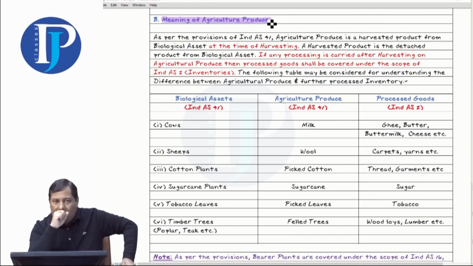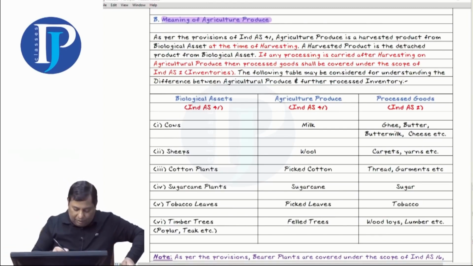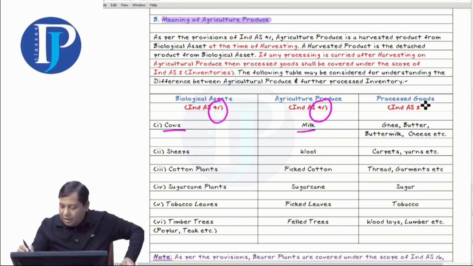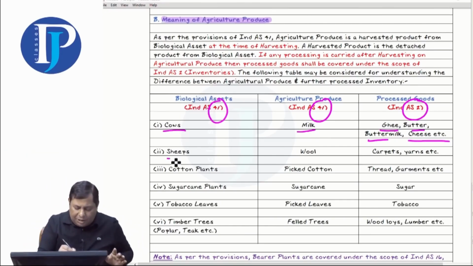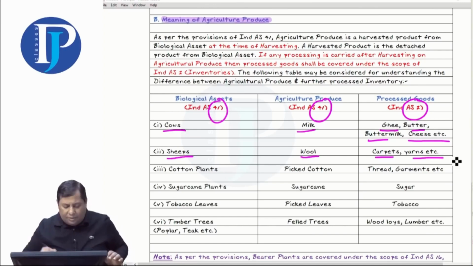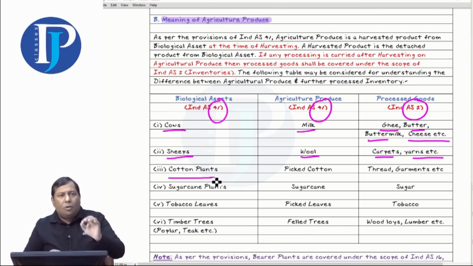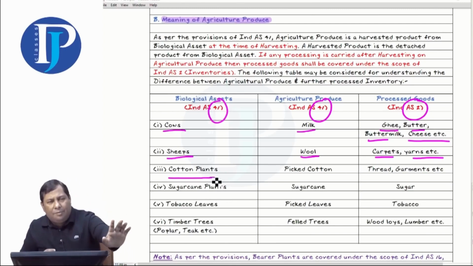Understood? Look at this. This cow and milk come under Ind AS 41. And butter, buttermilk, all these things come under Ind AS 2. We have done this in the class. And sheep's wool, carpets. Okay, consider cotton plants. So the cotton plant is a living plant and you have picked cotton from it.